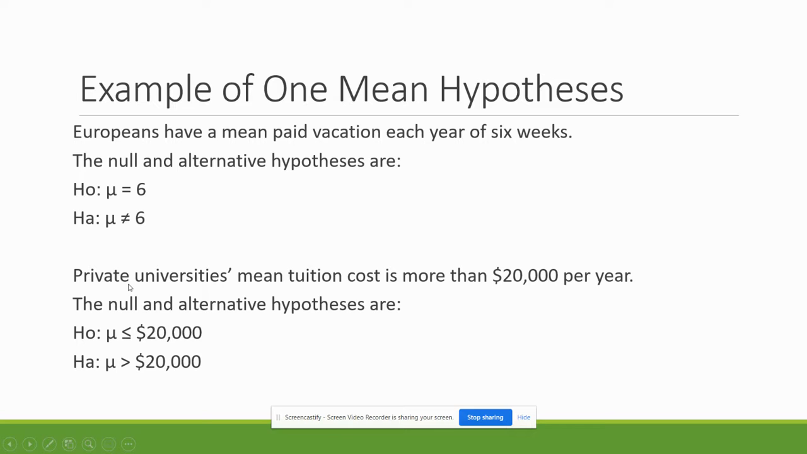6. So another example is private universities' mean tuition cost is more than $20,000 per year. The null and the alternative hypothesis are, okay, I'm going to start with the more than $20,000 per year. I'm going to do my alternative first. So the alternative is the mean is greater than $20,000 per year. So then that would mean that the null is the mean is less than or equal to $20,000 per year. So think about it this way. I could either start with my null hypothesis or my alternative. It's really based on what the question is asking.